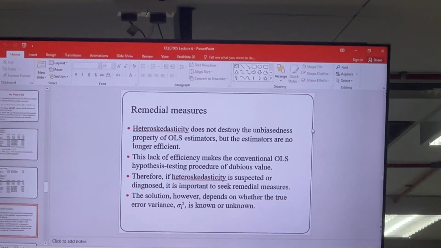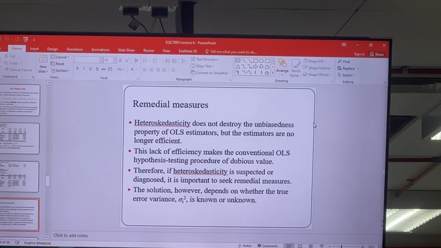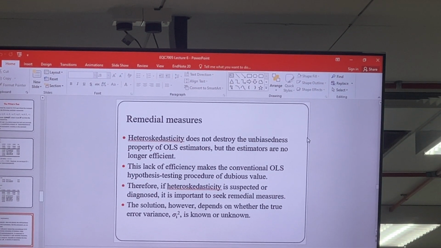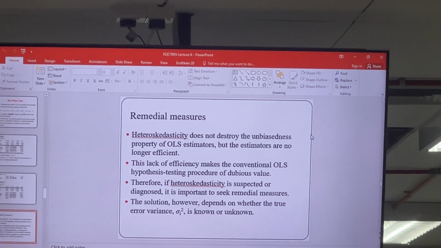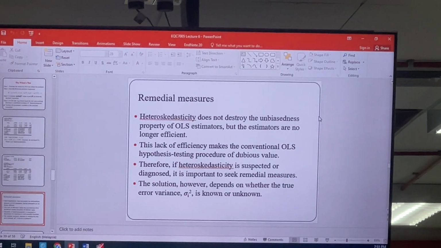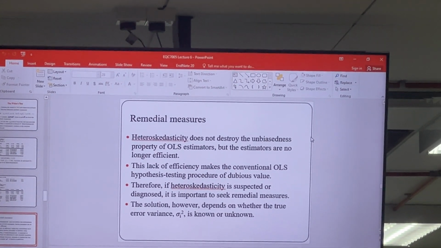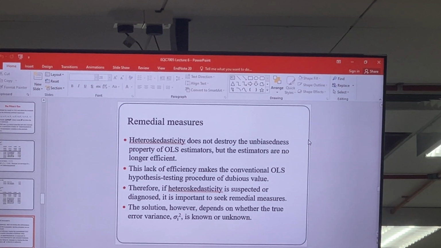Risk of making incorrect conclusions. The reason is that heteroscedasticity will make the estimate of the standard error incorrect. Because of that, the t-statistic is also going to be incorrect, and therefore the result of the hypothesis testing will not be reliable.